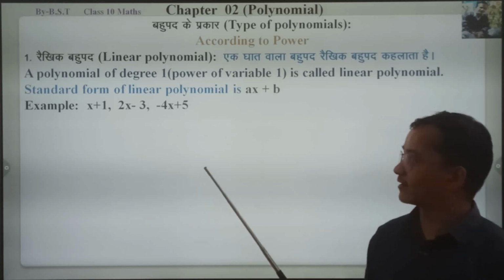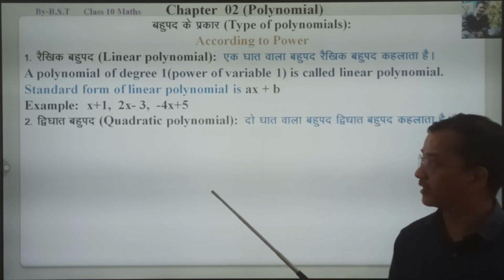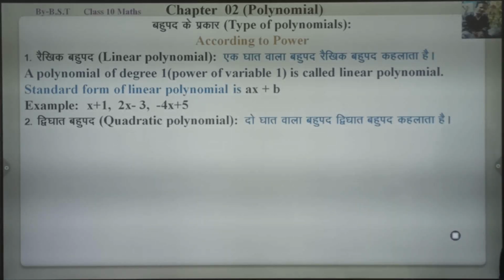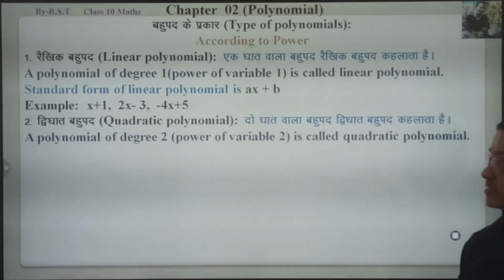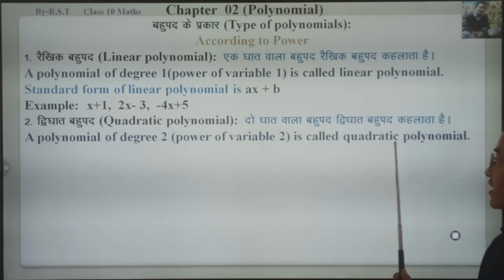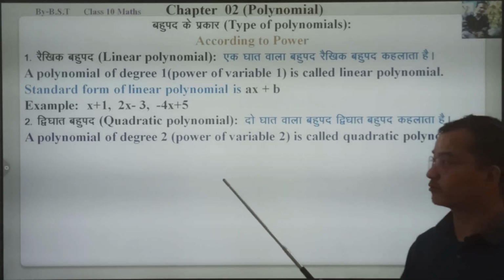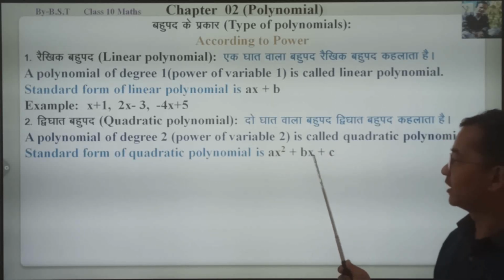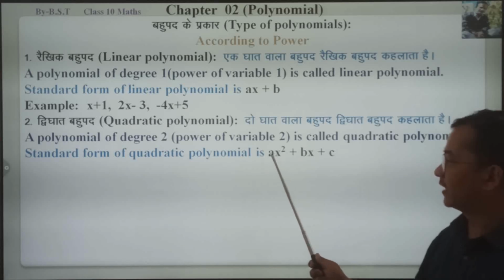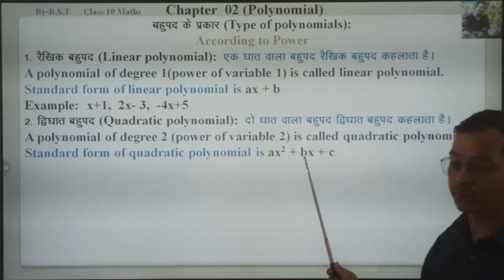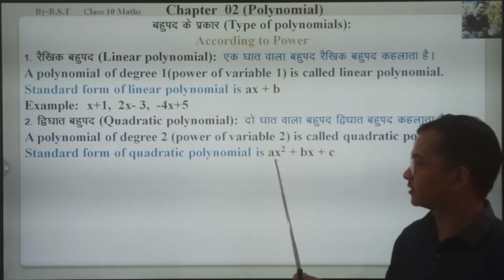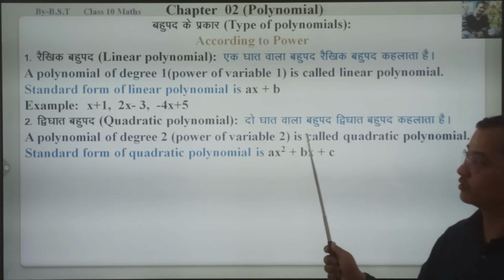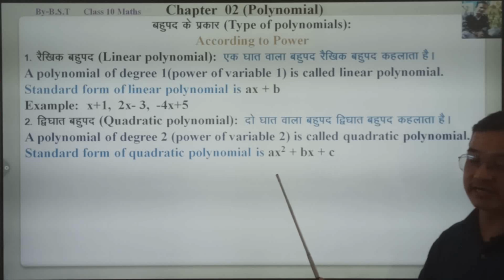Is it clear? The second one is quadratic polynomial, द्विघात बहुपद. दो घात वाला बहुपद द्विघात बहुपद कहलाता है. यह polynomial of degree 2, it means the power of the variable is 2, is called a quadratic polynomial. The standard form of the quadratic polynomial is ax square plus bx plus c, where again you see there is a variable x and a is the coefficient of x square, b is the coefficient of x and c is a constant term. Similarly we see the variable x has maximum power 2, so this polynomial is called a quadratic polynomial.